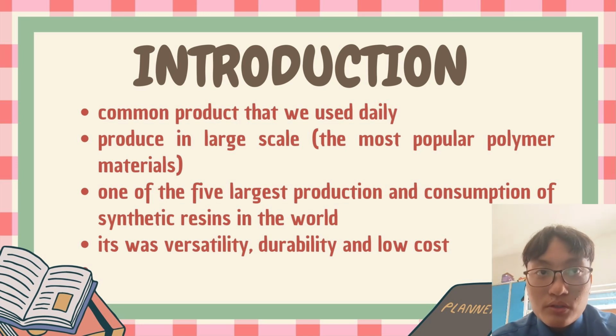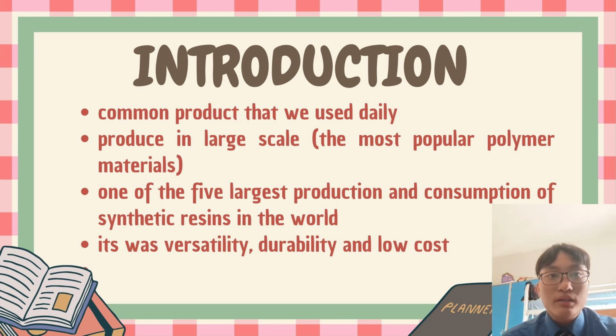First of all, we go into the introduction. Polyethylene is a common product that we use daily, for example, plastic bottles and plastic bags. Polyethylene is produced on a large scale, and this type is the most popular polymer material that we can see in our environment. Polyethylene is also known as the fifth largest production and consumption of synthetic resin in the world, because of its versatility, durability, and low cost.